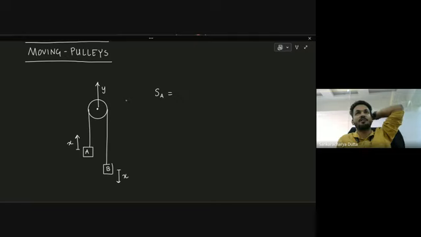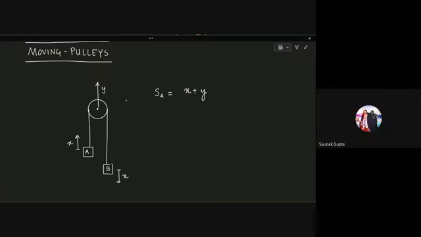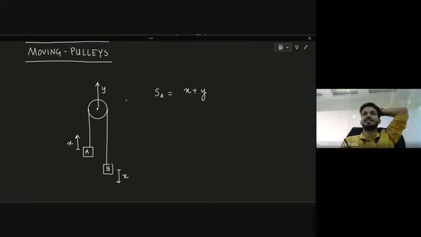The block has gone up by X with respect to the pulley, but the pulley has gone up by Y. So what is the displacement of A? It is X plus Y. Why did someone say X minus Y? I don't get it. So it's Y. Someone said X minus Y.